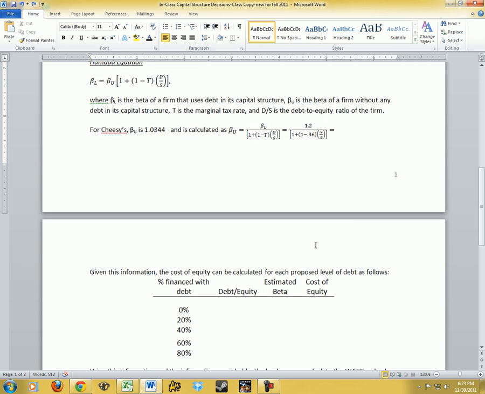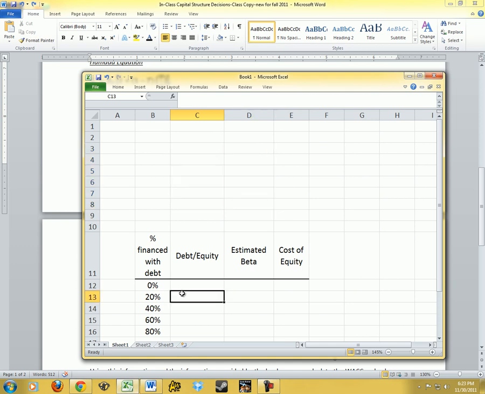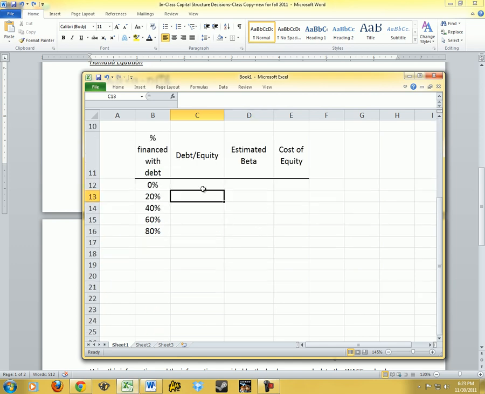What I'm going to do, instead of trying to work this out by hand, is do it in Excel, so you can see. Hopefully, this is how you'll do it for the project. You're going to see it's a lot easier to do it this way. So our debt to equity ratio in the first case is going to be 0 divided by 1 because it's 100% debt. Or excuse me, 100% equity, and we get 0.